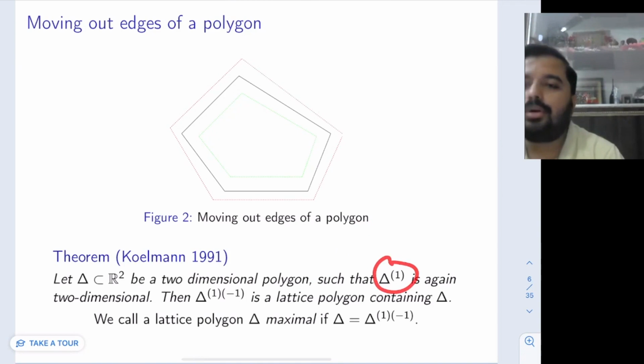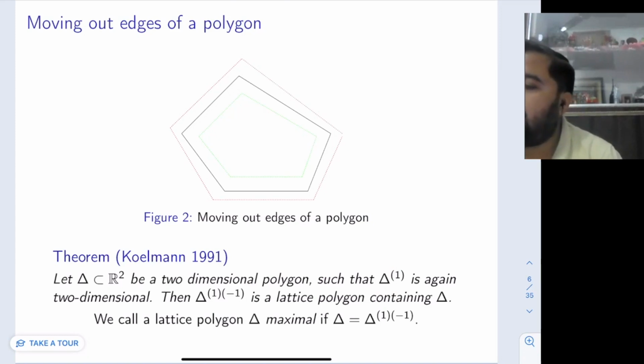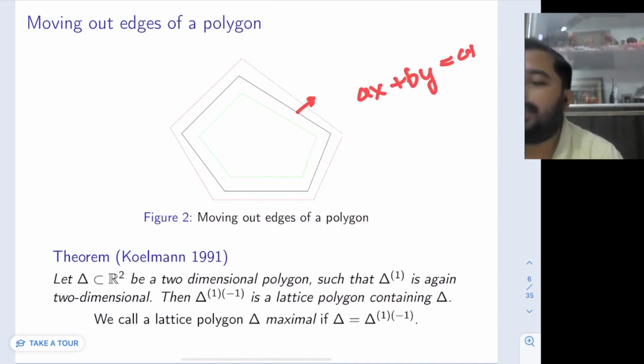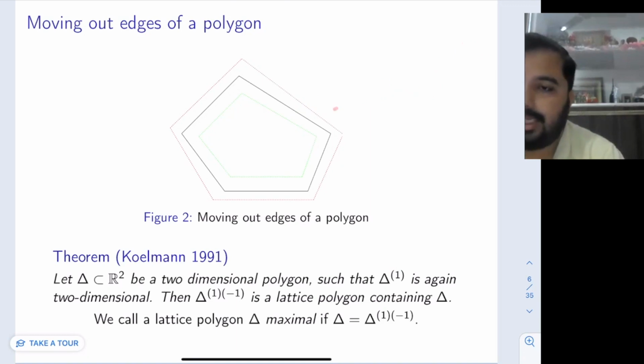And so delta 1 is just the convex hull of interior lattice points, and delta minus 1 is obtained by pushing out these edges of your polygon, which is done by what they call moving out. Since we are planar and two-dimensional, if the hyperplane satisfying this edge is this, you move out this edge by taking the hyperplane equal to c plus 1. And here a and b were relatively coprime. So you can do that. And what happens is essentially you move out, as shown by the red dotted polygon.